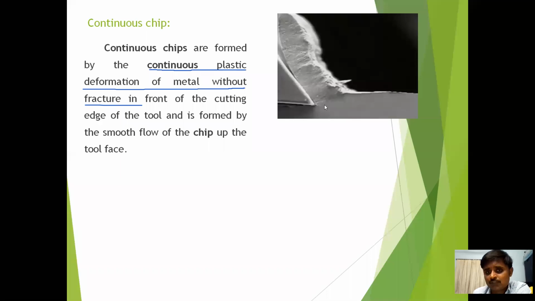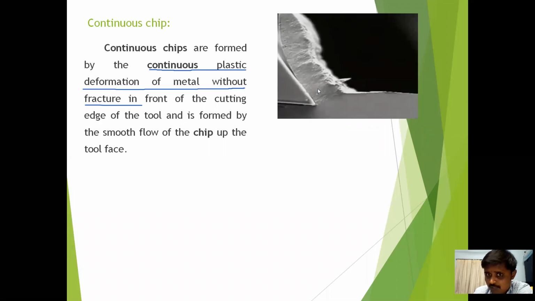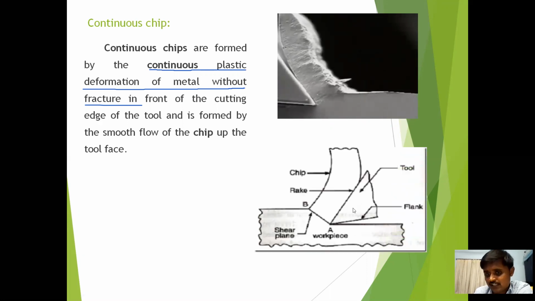Just observe how the material is removed from the workpiece. The material is removed in the form of a chip, and this chip is continuously moving. There is no breaking of this material, so we get continuous plastic deformation. This is called a continuous chip. This is the cutting tool, and this one is the workpiece. The material is removed from the workpiece and moves along the rake surface as a continuous chip.